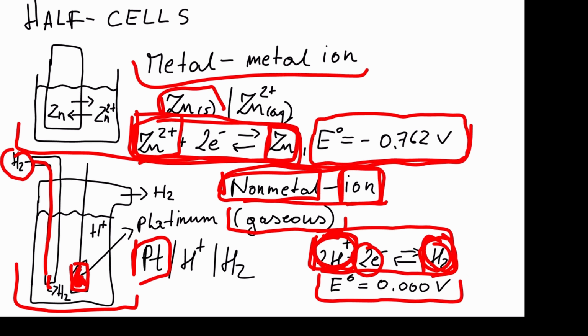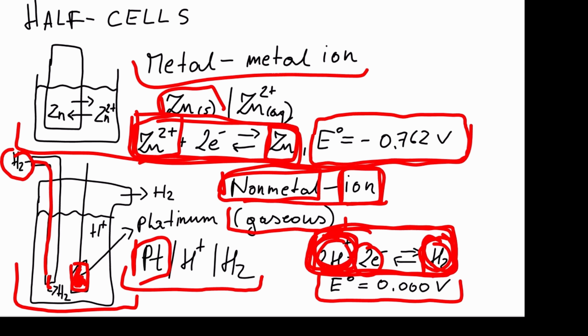If this hydrogen half cell works as an anode, this half cell reaction proceeds from right to left. So the gaseous hydrogen particle is oxidized to hydrogen ions. If this half cell is a cathode, the reaction proceeds from left to right. Here you have a scheme of this half cell.